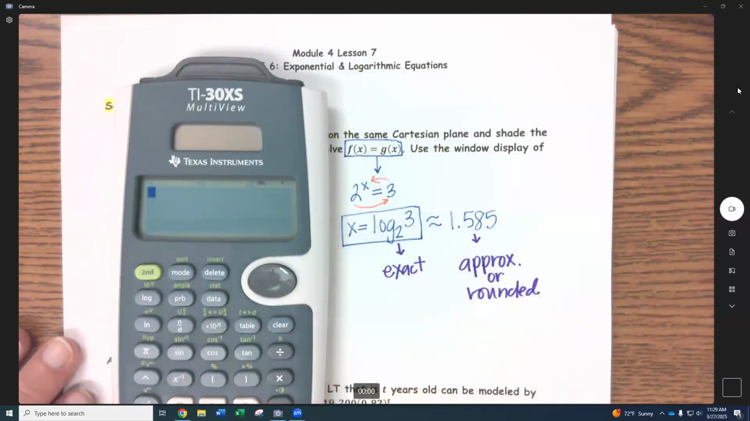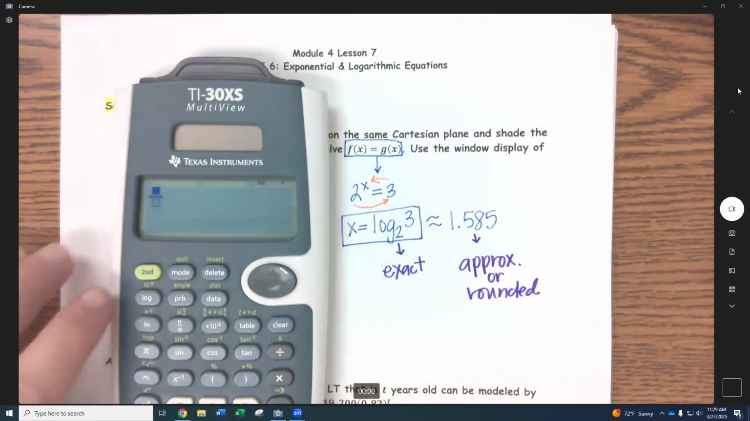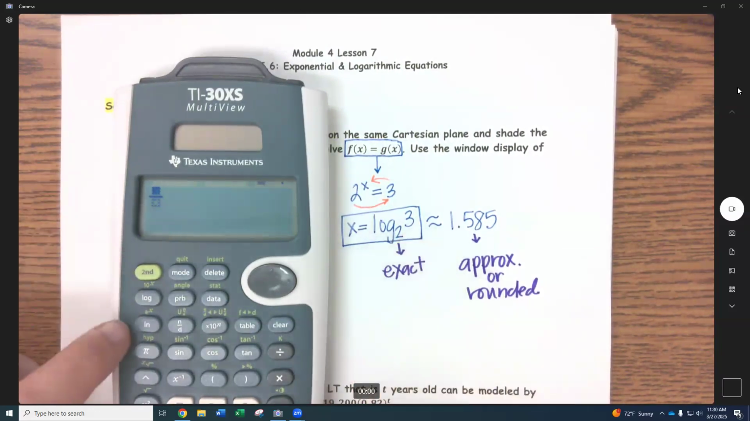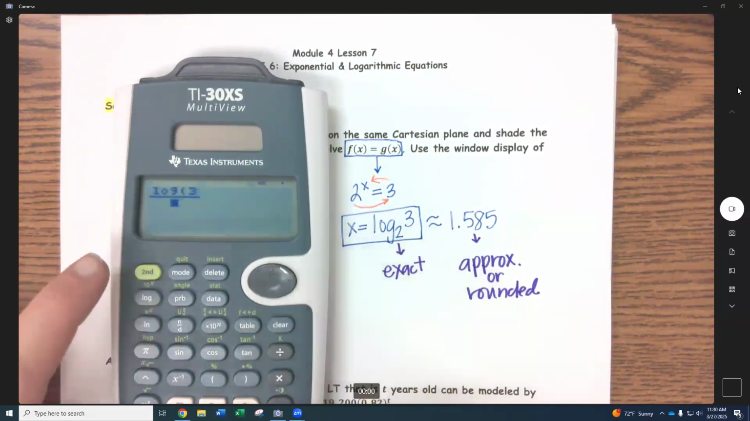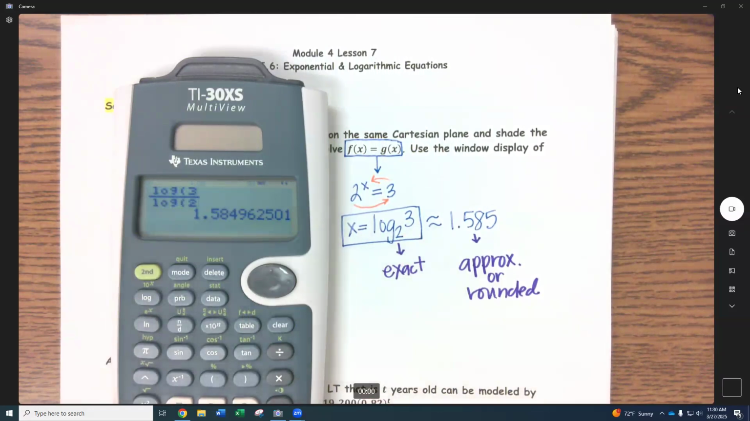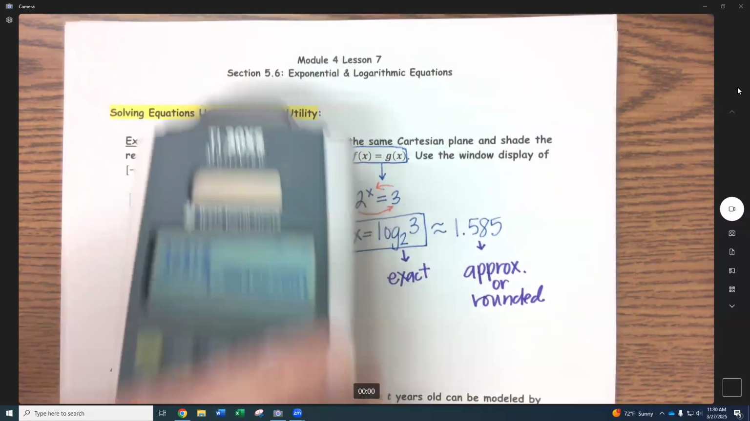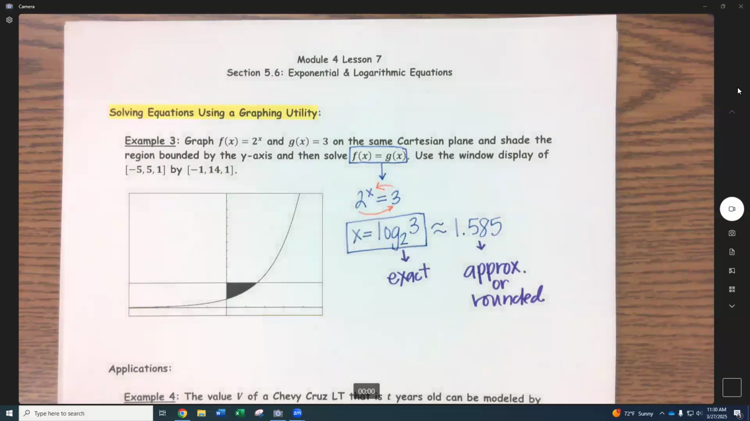If you have the 30 or even an 83 for that matter, you have to use the change of base formula. So we would have to do log 3 divided by log 2. And we get the same answer there. Now, that's how we would solve this one by hand.